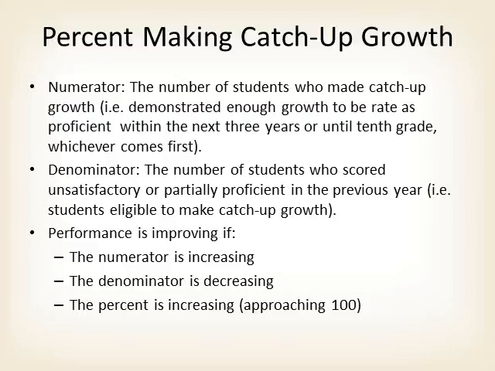The percentage of students making catch-up growth includes the number of students who made catch-up growth, in other words, demonstrated enough growth to be rated as proficient within the next 3 years or 10th grade, whichever comes first. That is divided by the number of students who scored unsatisfactory or partially proficient in the previous year, in other words, students eligible to make catch-up growth. Performance is improving if the numerator is increasing, the denominator is decreasing, and the percent is increasing or approaching 100.